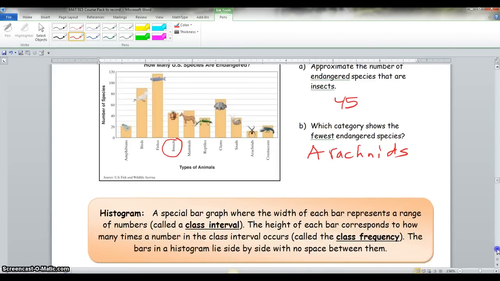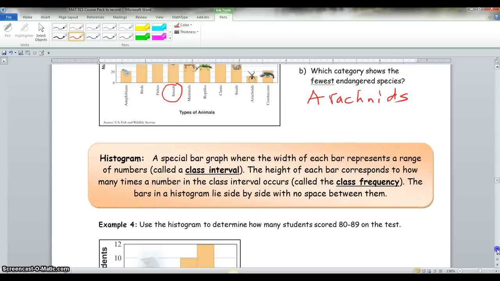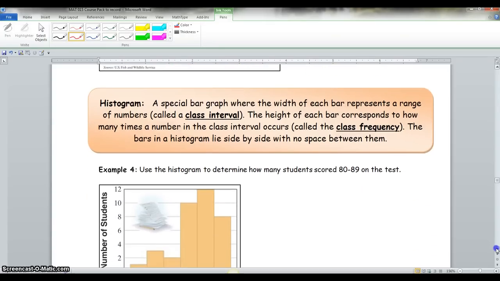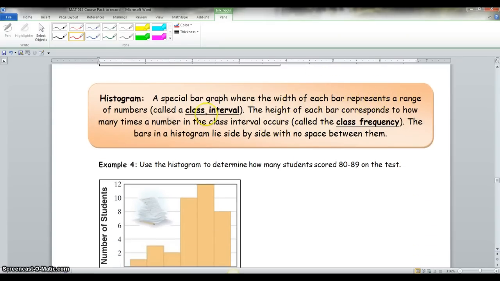Okay, now, it says here the histogram: a special bar graph where the width of each bar represents a range of numbers called a class interval. The height of each bar corresponds to how many times the number in the class interval occurs, called the class frequency. The bars in the histogram lie side by side with no space between them.